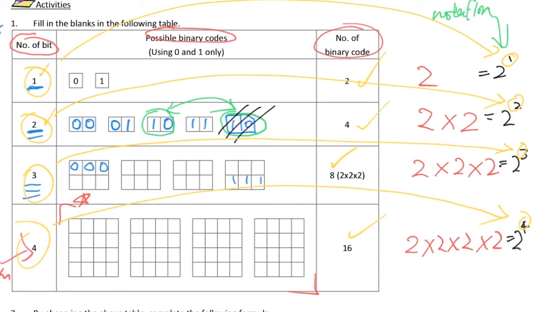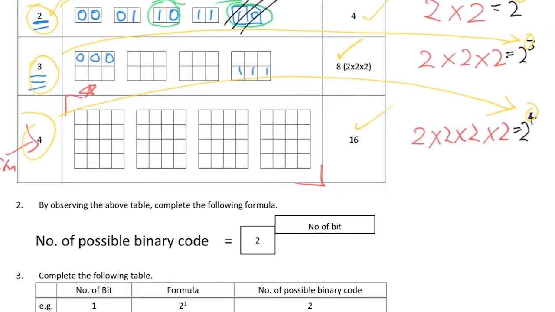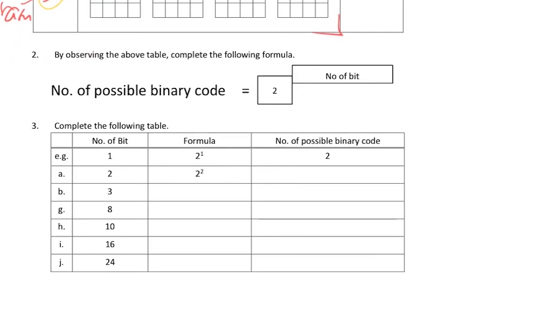Okay, so we can have a summary that if we want to know the number of possible binary codes, if the number of bits is given, the formula should be 2 to the power of the number of bits.